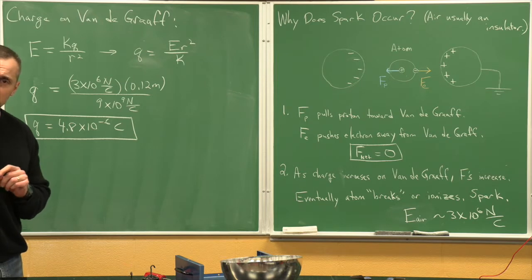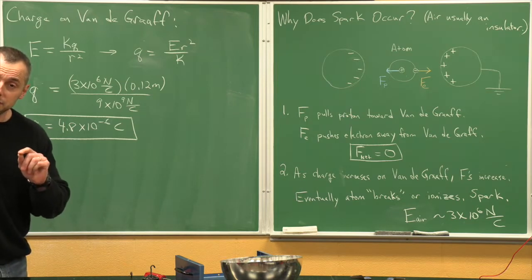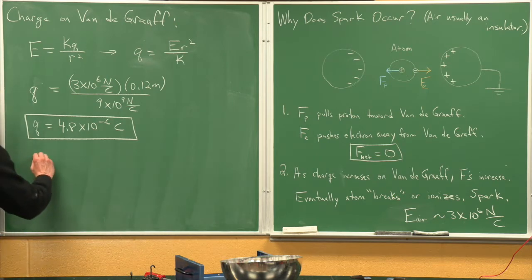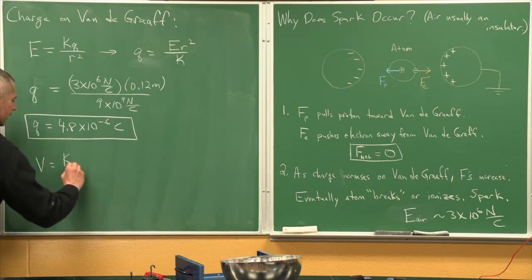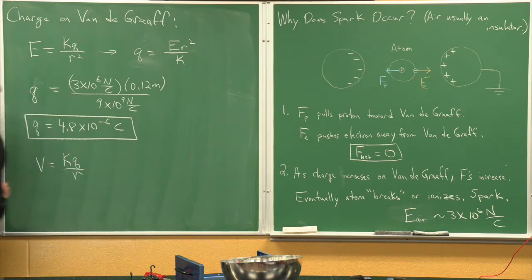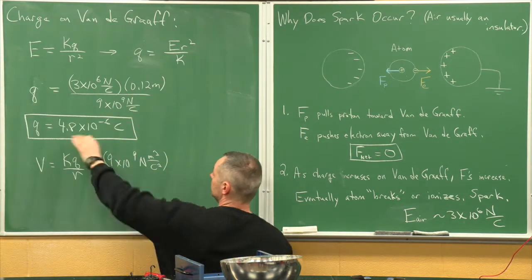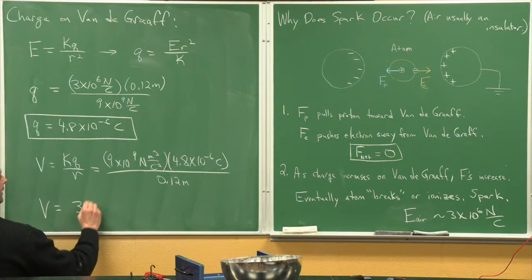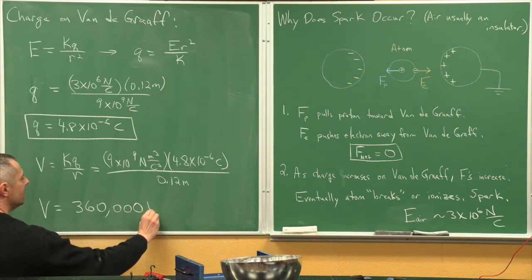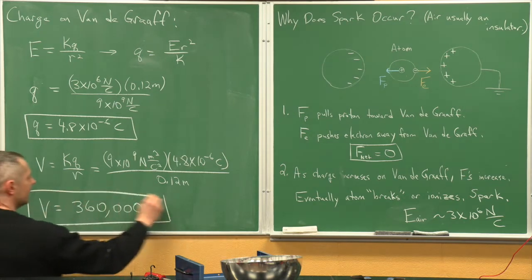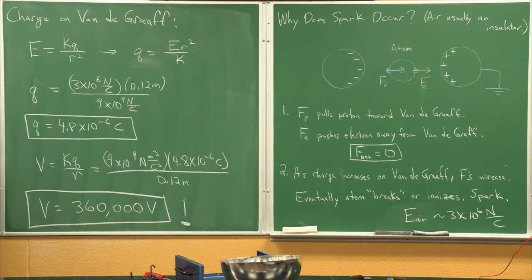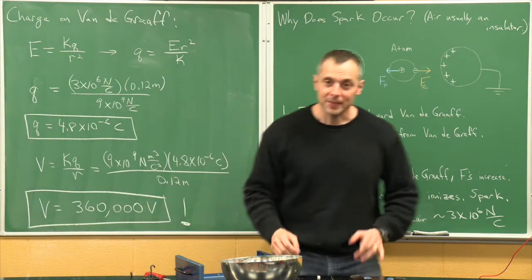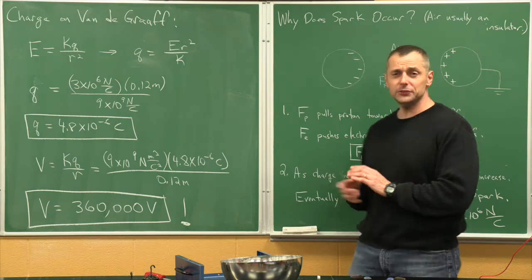Back in time. Now, let's do something else. Let's calculate the voltage achieved by the Van de Graaff. Because if I know the charge and the radius, the voltage at the surface of a sphere is kq over r. At discharge, 360? No. 360,000 volts. 360,000 volts. So let me pause and give you a chance to copy this down.